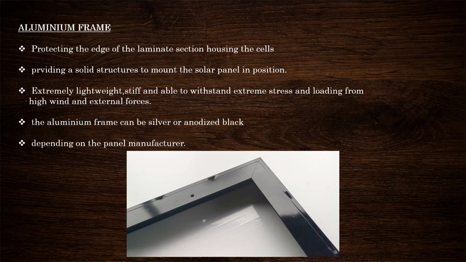At the top of solar panel, we have aluminum frame. This aluminum frame is used to protect the edge of laminate section housing the cells. The aluminum provides a cell structure to mount the solar panel in position. The aluminum is also extremely lightweight, stiff and able to withstand extreme stress and loading from high wind and external forces. This aluminum frame actually depends on the panel manufacturer.